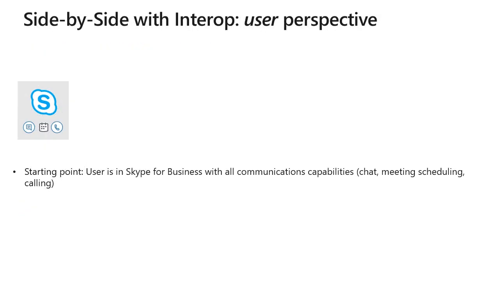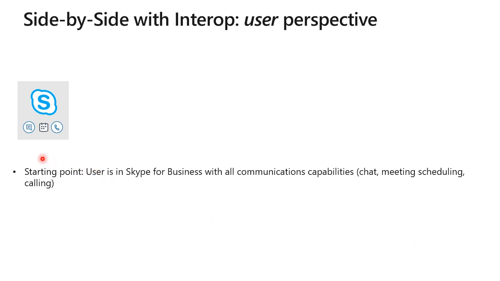So let's dig in and look at this side by side with Interop from the user's perspective, much like we did before with the full side by side approach. So again, we'll look at our starting point. And in this case, this could be a starting point of an organization that has a very complex Skype for Business Server 2015 deployment on premises. Maybe they have multiple Skype for Business server pools deployed throughout the globe in multiple geographies.